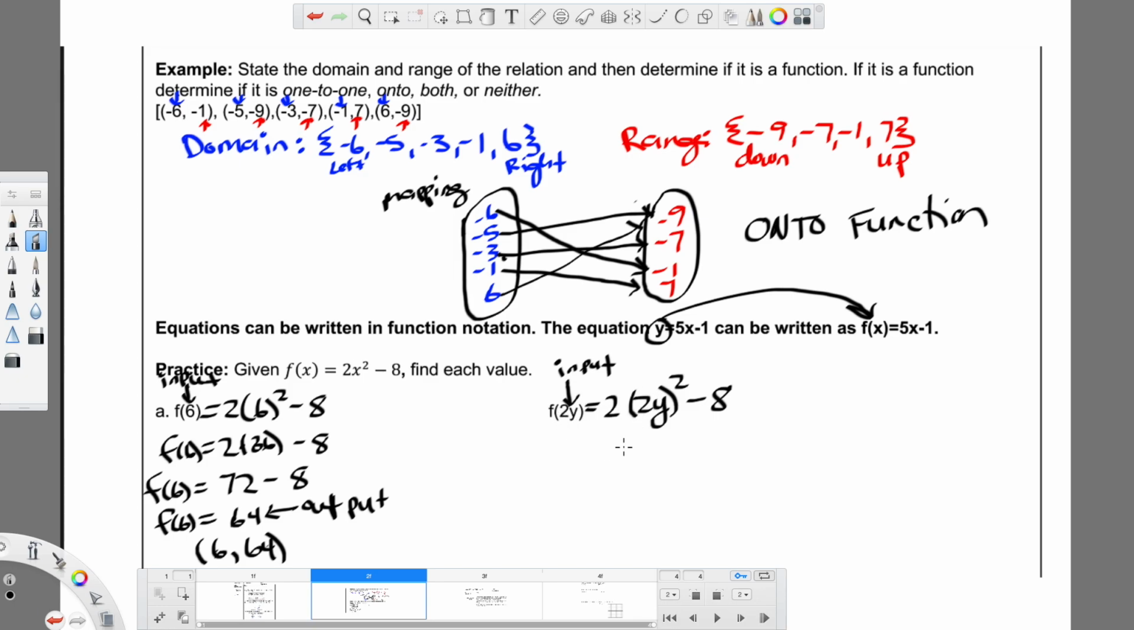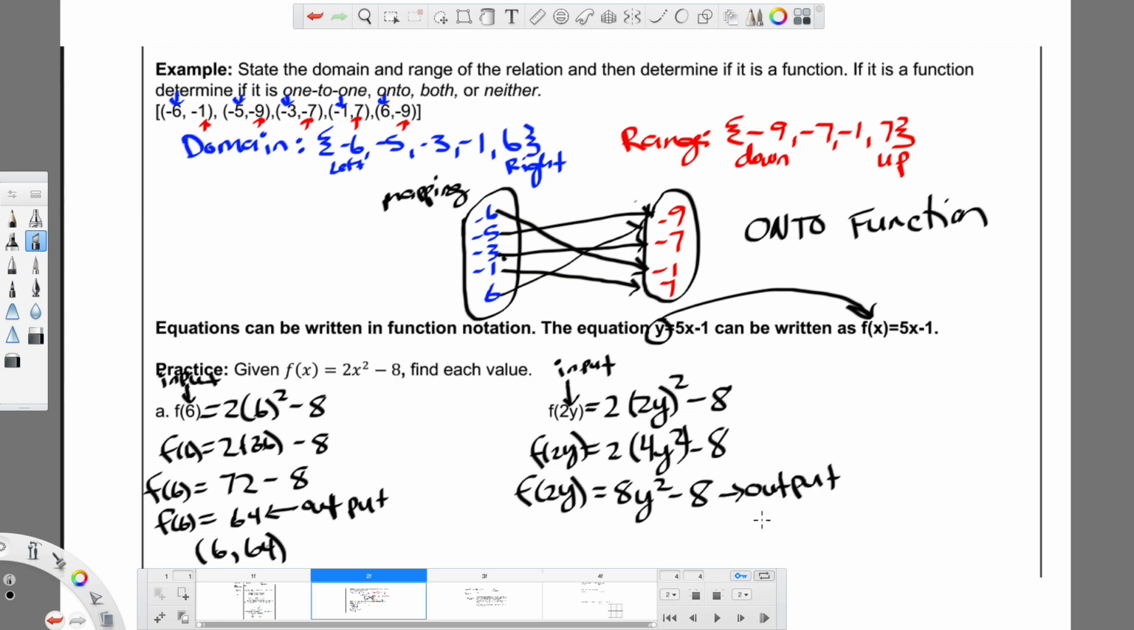All right, remember when I square this, I need to square both pieces. So f of 2y equals 2. 2 squared is 4. Y squared is y squared. Minus 8. Now I can multiply. Equals 2 times 4 is 8. Y squared minus 8. I can't simplify that anymore, because this 8 has a y squared and this 8 does not. So this is my output.